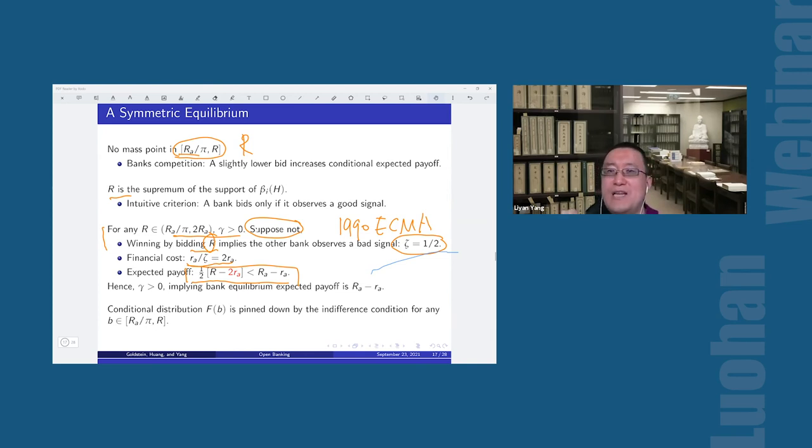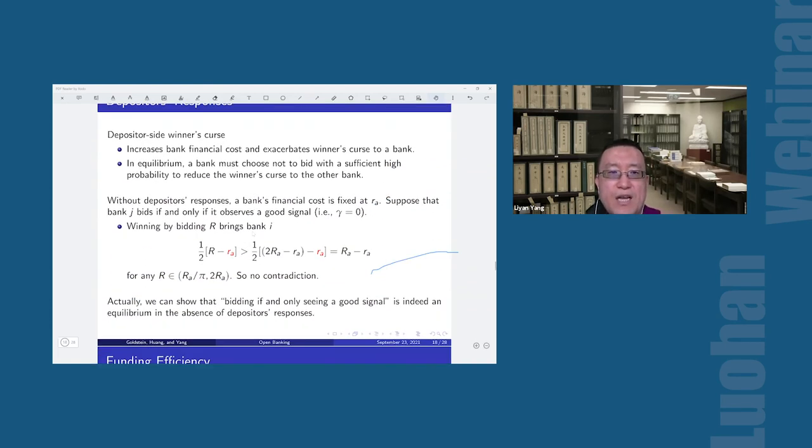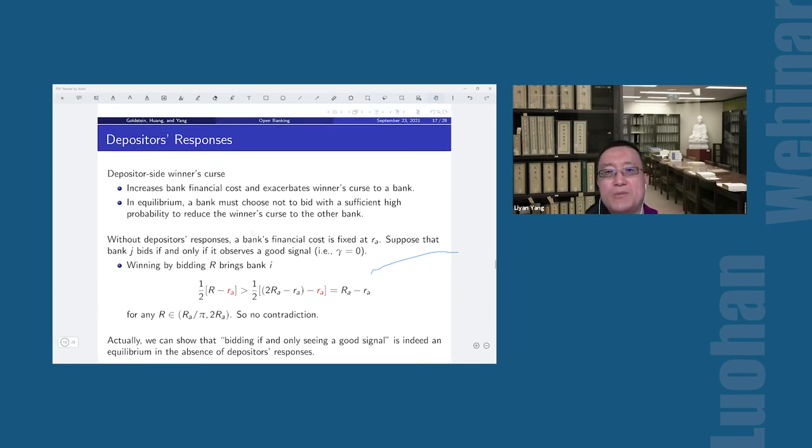So basically we have three steps, and they show how we construct the equilibrium. This symmetric equilibrium is unique. And we can also show that this result is driven by deposit response, because if you don't have a deposit response, it will be similar to that econometric paper. So these banks will play this strategy: they will bid only if they see a good signal. If they see a better signal, they will not bid. If they see a good signal, they will bid for sure. So behavior-wise, we show a result totally different from the traditional literature. And what's driving this is the endogenous reaction of depositors. So this is what's happening in equilibrium.